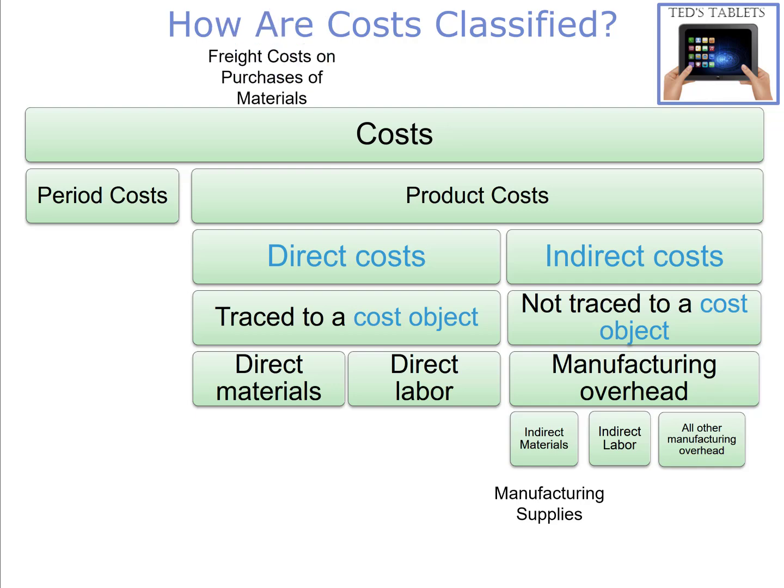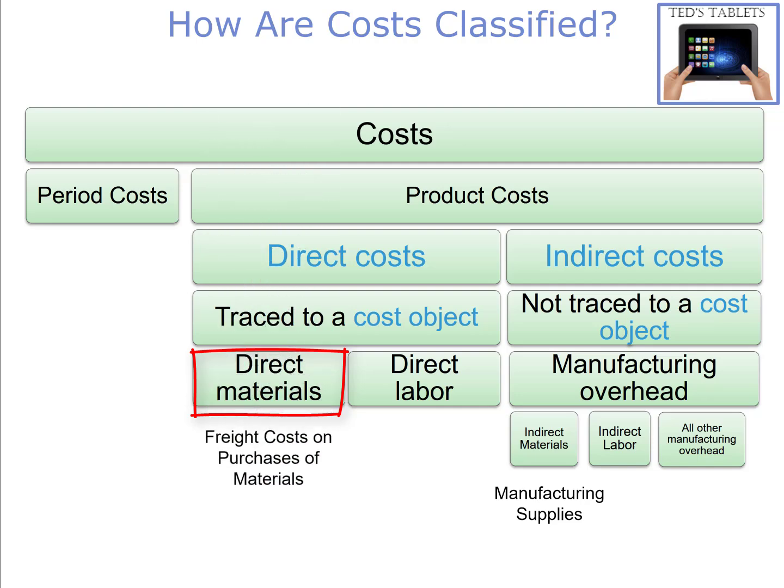How about freight costs on purchases of materials? For example, we order some processors to be put in the tablets, and there is a freight or shipping charge. How do we classify this? This just increases the cost of the processors, and processors are a direct material, so this cost is considered part of direct materials.